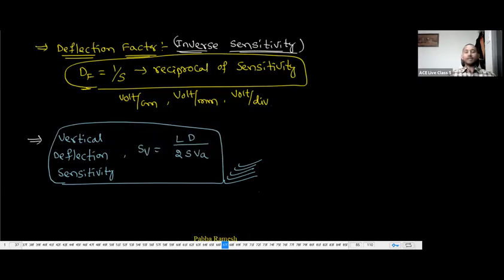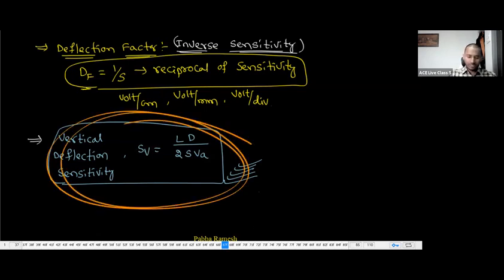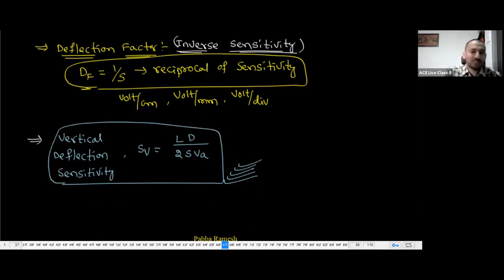Clear? Actually this formula will be given directly, but what was the theory? So slowly: what is deflection sensitivity? What is the inverse factor? What is the terminology? And then I'm giving the formula. Today, the total syllabus will be finished, including miscellaneous. No need to worry. Clear?